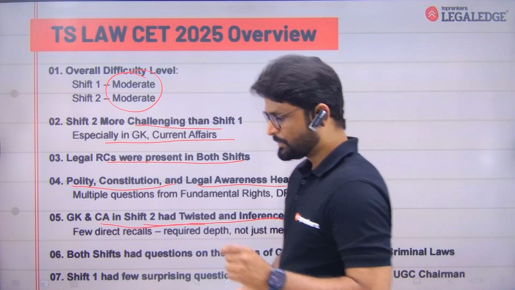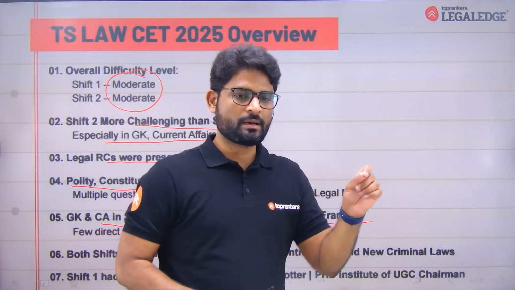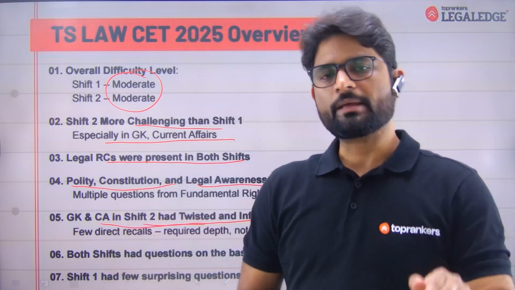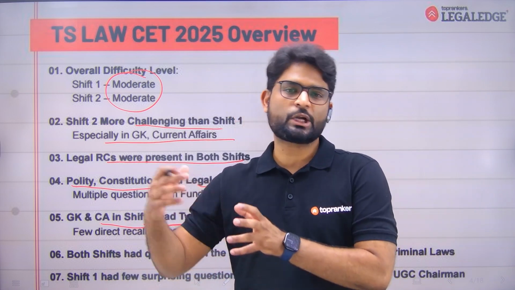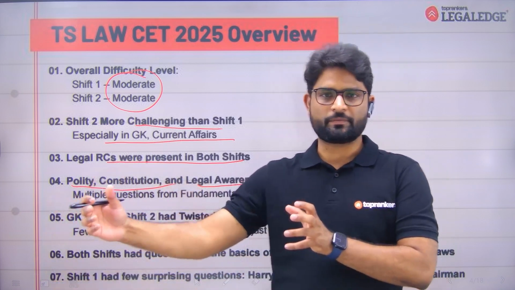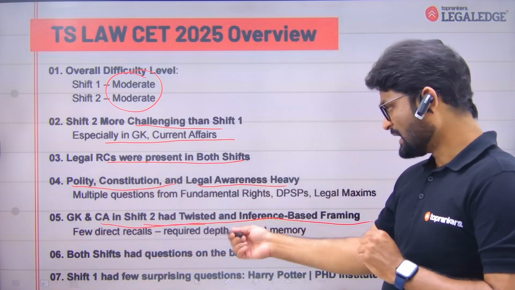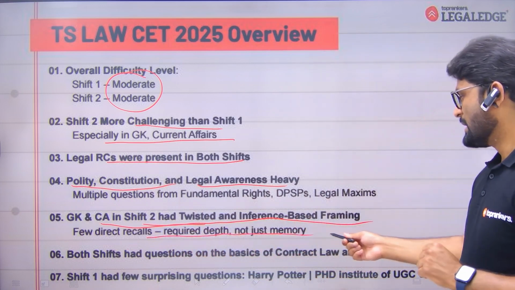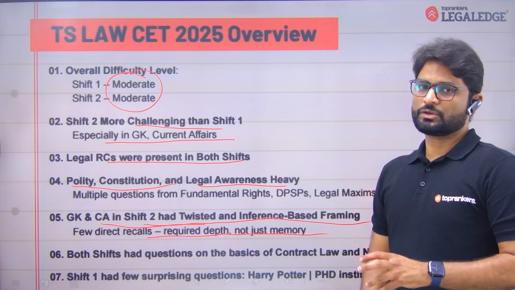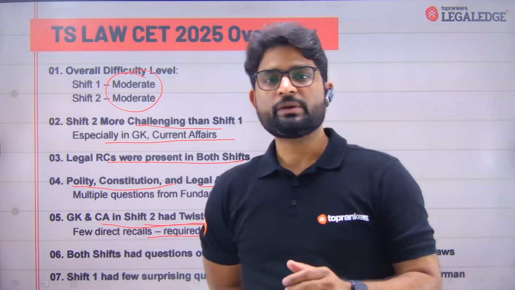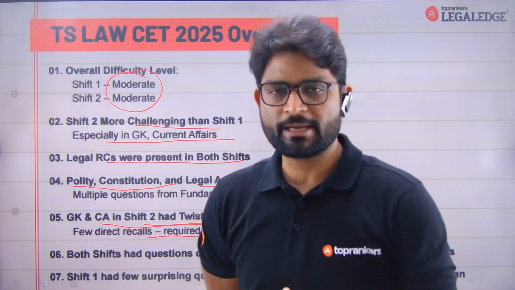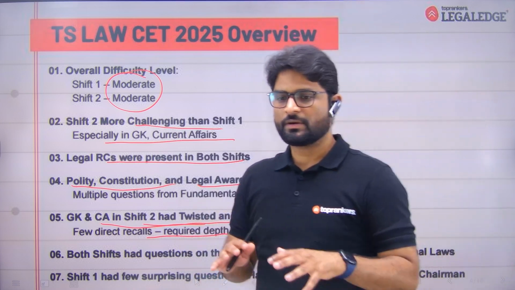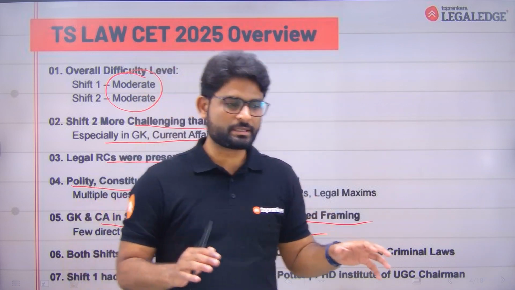Shift 1 had a bit easier GK and current affairs as compared to shift 2. In shift 2, we saw that GK and current affairs was more twisted, more random, more specific as compared to shift 1. Few direct recalls we can check from the paper. Based on that, if you are preparing for GK and CA of TS LawCET, you need depth. You have to go into great detail if you're preparing for static GK and current affairs. If you have not given sufficient time to these two sections, they will be troublesome for you.